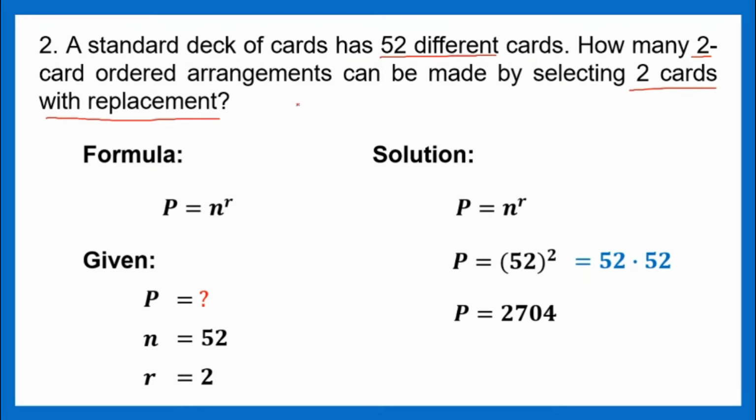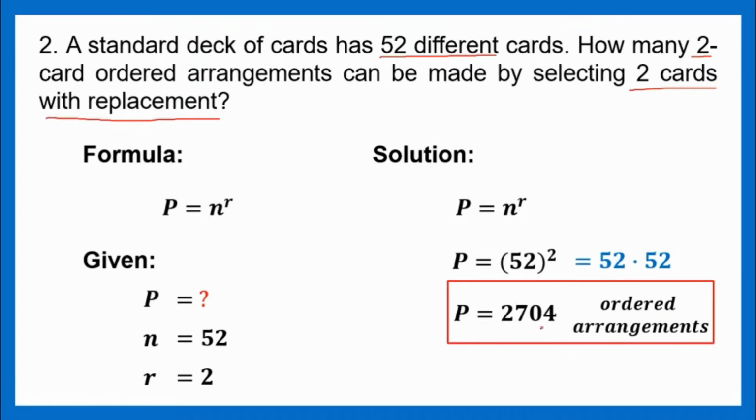Now, since word problem tayo, ano ba yung tinatanong? Ayan. So, pwedeng ganito yung maging unit natin. Ordered arrangements na lang. So, 2,704 ordered arrangement. Diba? Yun naman ang tinatanong sa atin. How many 2-card ordered arrangement? So, pwede na yan. 2,704 ordered arrangements. Or kung gusto mong kompleto, pwede naman 2,704 2-card ordered arrangements. Pwede naman yan. Pero itong ordered arrangement, okay na din naman. Ayan. So, that's the final answer for number 2. So, di ba mas madali? Mas madali ito kapag with repetition. Ito lang kasi, ganito kasimple yung formula.